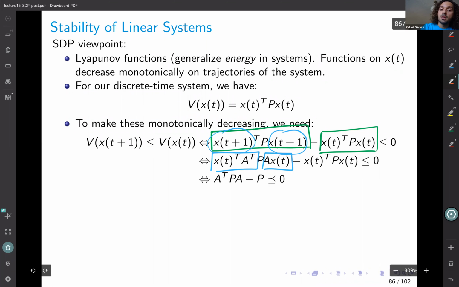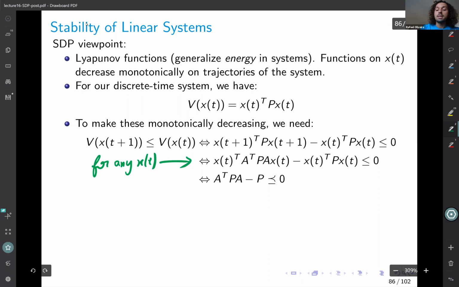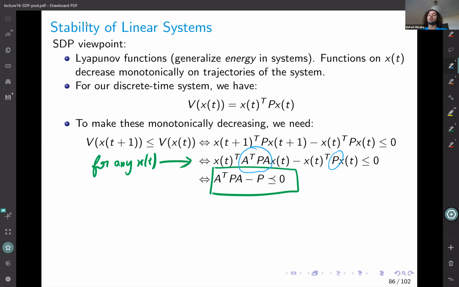Let me just erase here. So this second inequality is less than or equal to 0, and this has to hold for any x. And this holds if and only if the matrix A transpose P A minus P is less than or equal to 0, that is, negative semidefinite. So we just saw that a Lyapunov function is a function given by any of these matrices P which is positive definite, and to make this monotonically decreasing, we must have this linear matrix inequality that relates P and A.